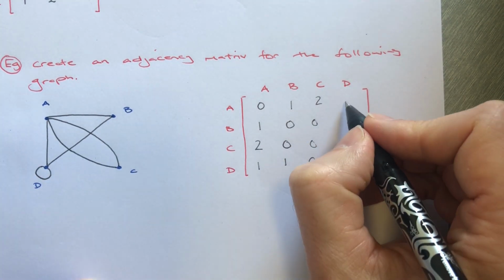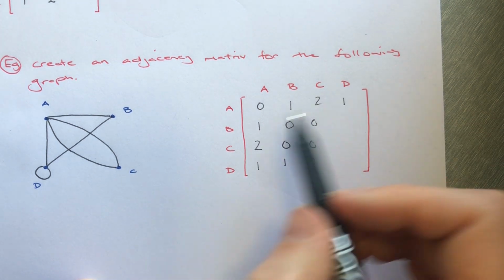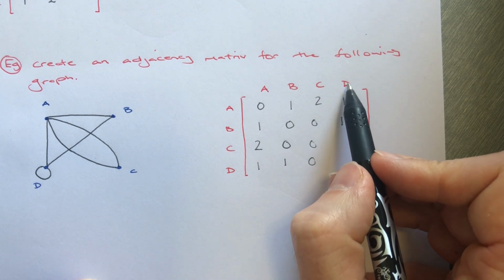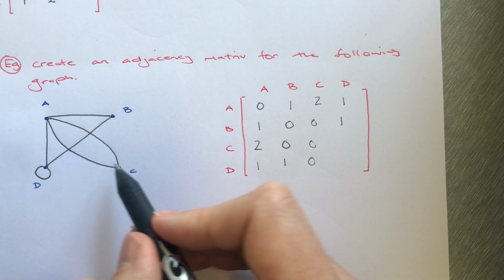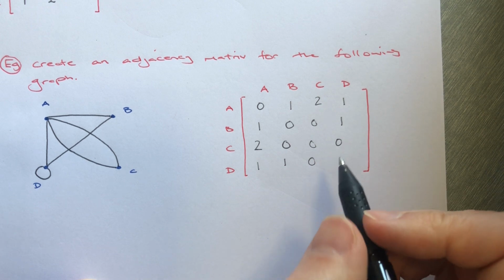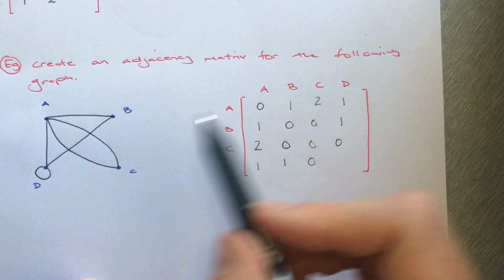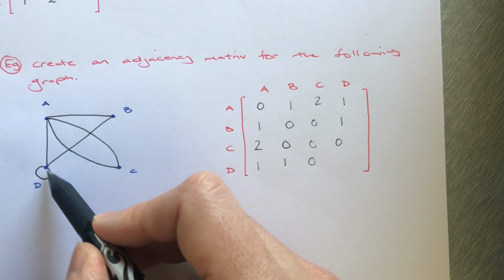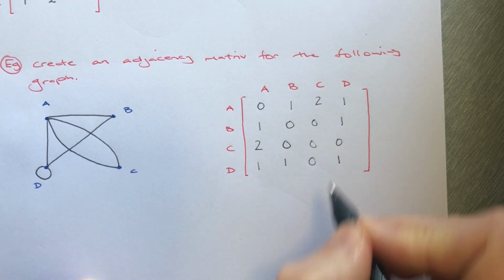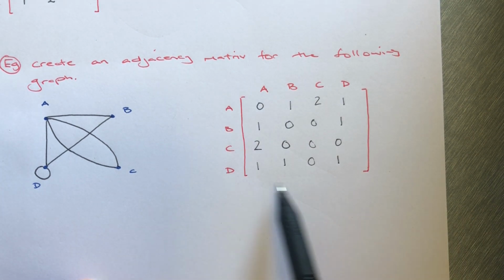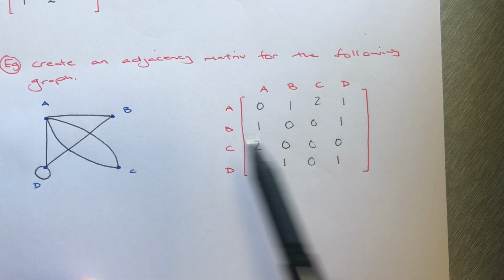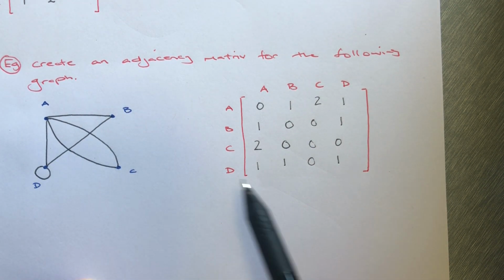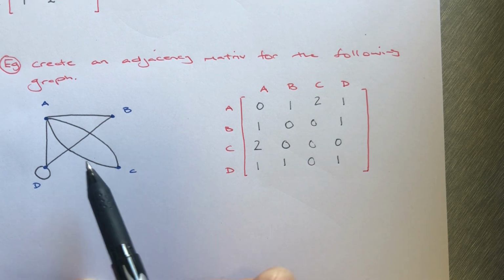And the last column, how many connect D to A? Looks like there's 1. How many connect D to B? Looks like there's only 1. How many connect D to C? There's no lines that go from D to C. And how many connect D to D? So we see how with D, we've got a loop here, so it leaves D and it comes back to D. So that means we've got 1 there. Okay, so now this adjacency matrix, it shows us the connections of this graph here. So you'll be asked to fill in a few of these based on information like that.